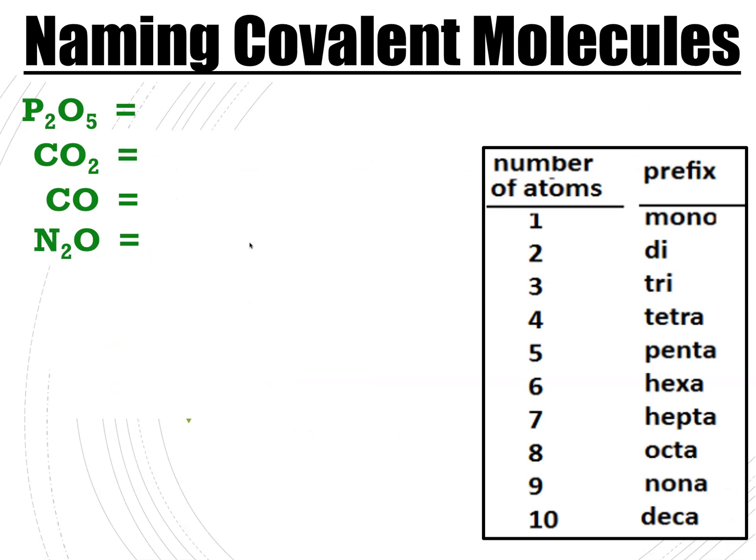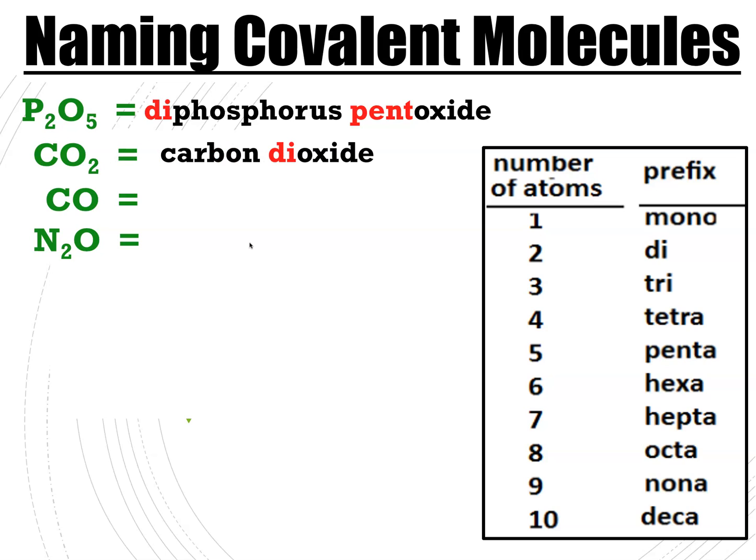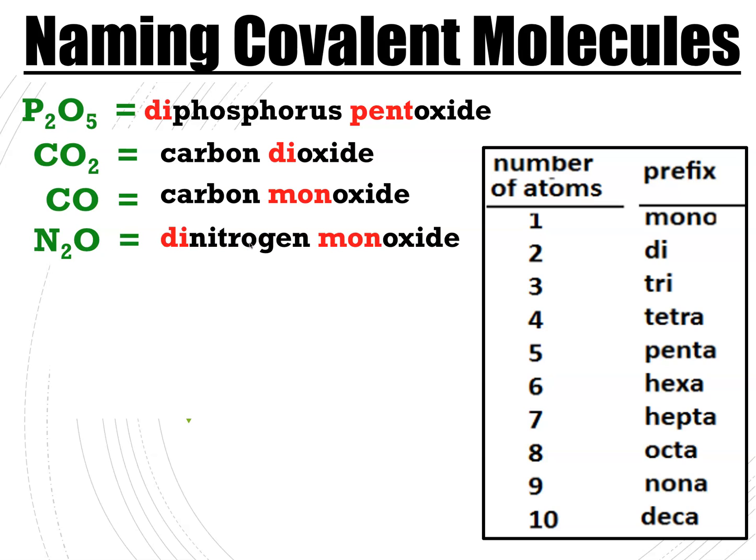All right, a couple examples. Our first one is P2O5. Di is in 2, phosphorus. Pent, oxide. Notice we dropped the A. It's not pentaoxide, it's pentoxide. CO2, carbon dioxide, you're familiar. I've been mentioning CO a couple times here now. Carbon monoxide. And N2O, dinitrogen monoxide. Notice we dropped the O in mono for monoxide.